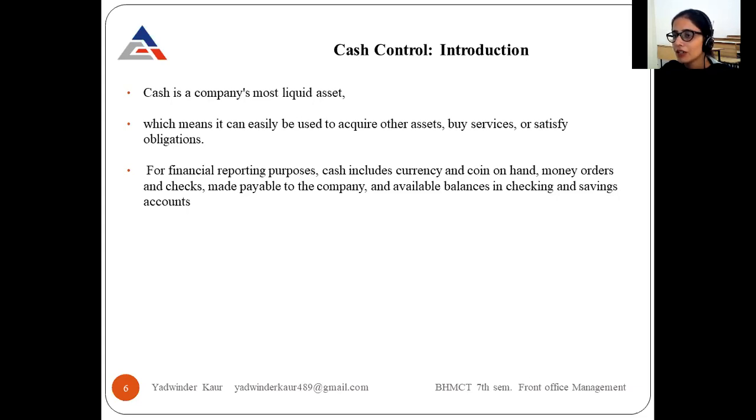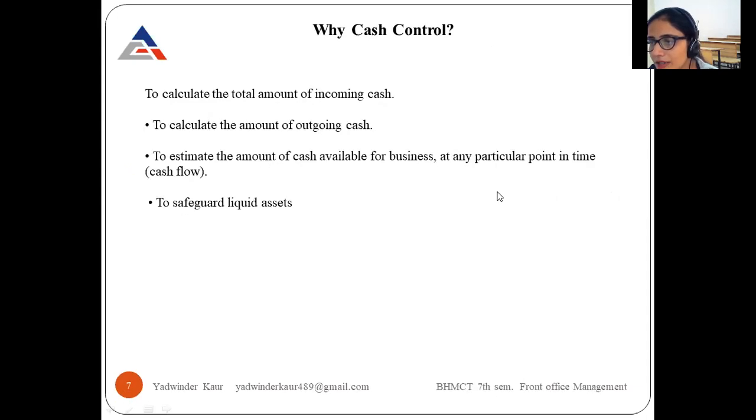Basically, we have the cash and control. What about the assets, buying services or satisfying obligations, right? So if we are handling currency like Indian, foreign, right? And different types of currencies we can use, coin on hand, money orders we can take, or checks, right? So these all come under cash control, and savings accounts also.